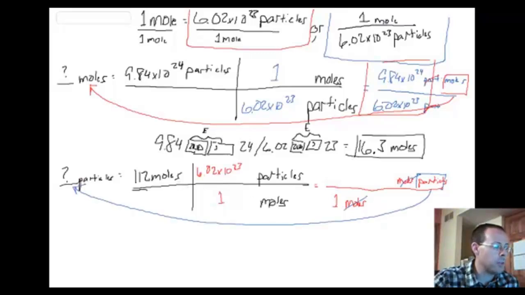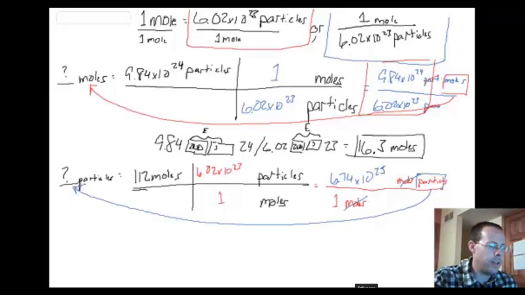So really all we're doing is multiplying across the top. In your calculator you're going to multiply these 2 things, and you should get this answer, which is 6.74 times 10 to the 25th particles.